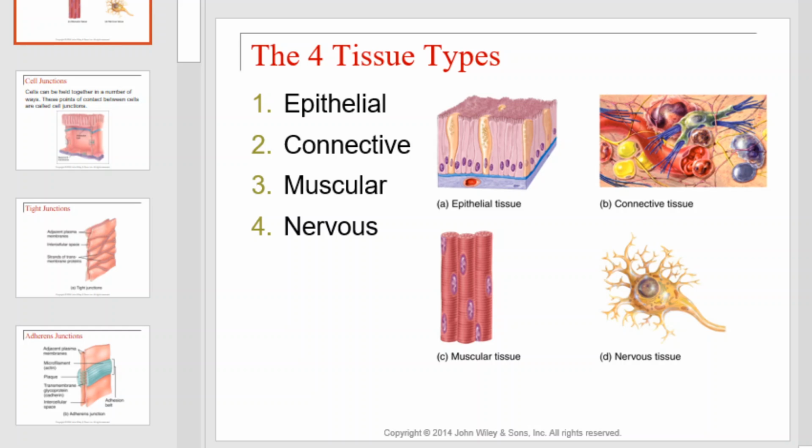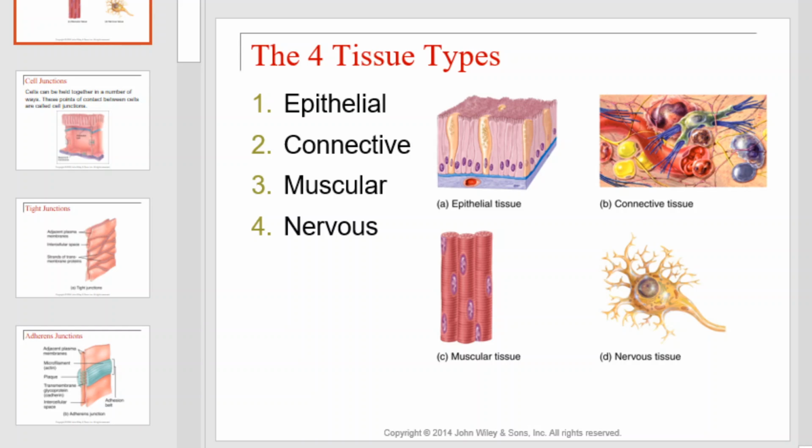Hello, and welcome to this Anatomy Physiology Bio 202 video lecture on the tissue level of organization. We'll begin today by examining the four tissue types that are found in the human body. Those tissue types include epithelial, connective, muscular, and nervous.